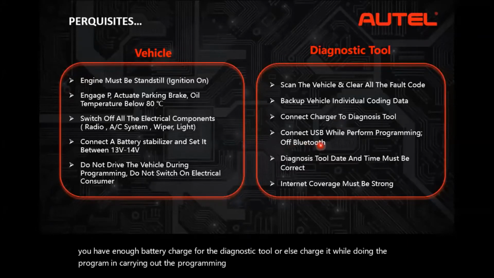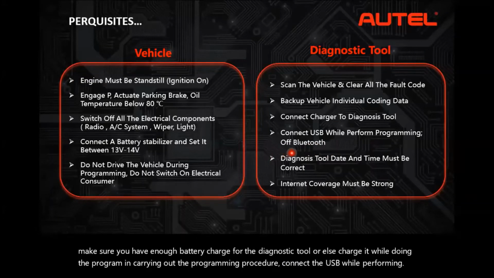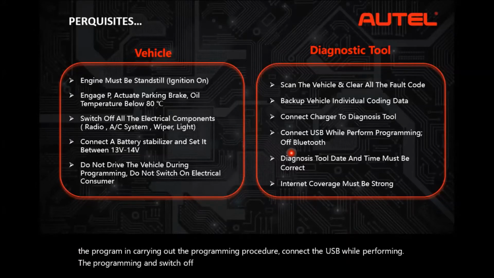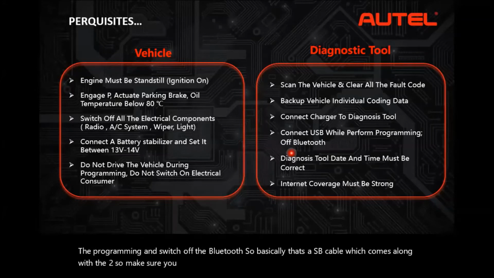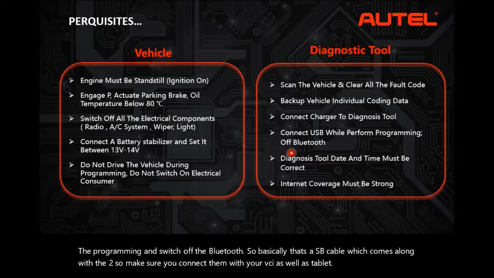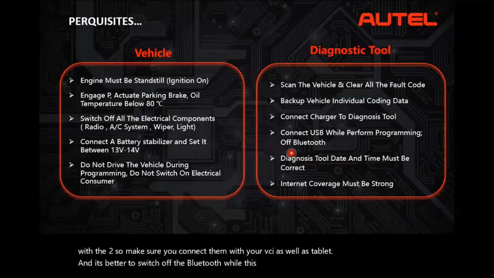Connect the USB while performing the programming and switch off the Bluetooth. So basically there's a USB cable which comes along with the tool. Make sure you connect it to your VCI as well as the tablet. And it's better to switch off the Bluetooth while this is carried out.